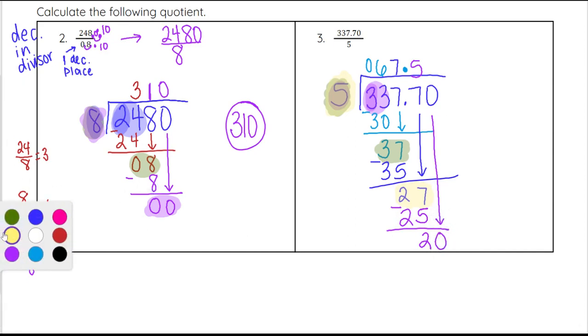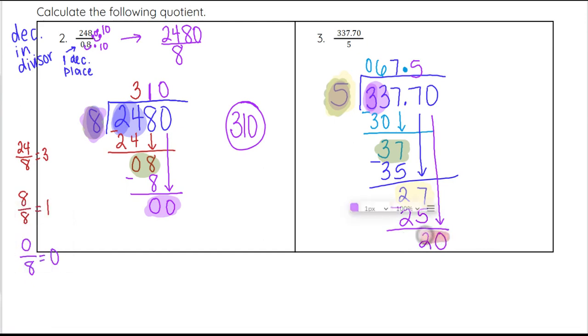Go back to the same process. So now we are looking at 20 divided by 5. And this time it does work out perfectly. So 20 divided by 5 is going to give us 4. So we can put a 4 right here. 4 times 5 is 20. When we subtract there, we get 0, and we filled in all of those spots up top, and we have 0 down here, so that's how we know that we are finished. And our final answer is 67.54.